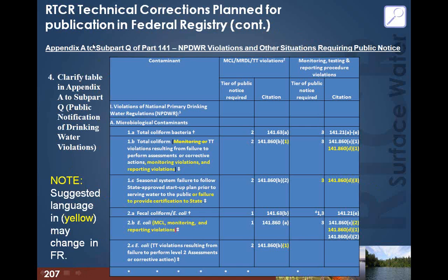When it comes to Appendix A, this is the violations and other situations requiring public notice. Although this is within the requirements, this particular table omitted some of this information because it's sending things that you must still do as part of the public notification, but there has been some discussion of including it here as well so that this table reflects the whole.